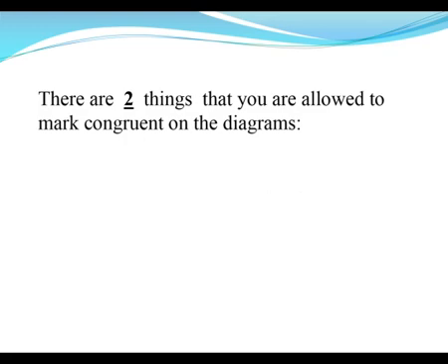All right, you guys. So now what we're going to do is we're going to determine if triangles are congruent based on what is given to us. Now, sometimes what is marked in our picture is not enough to show that all three sides and all three angles are congruent. Okay, so there are two things that we're allowed to mark in our diagram in addition to what we're already given to show that other angles and sides are congruent.